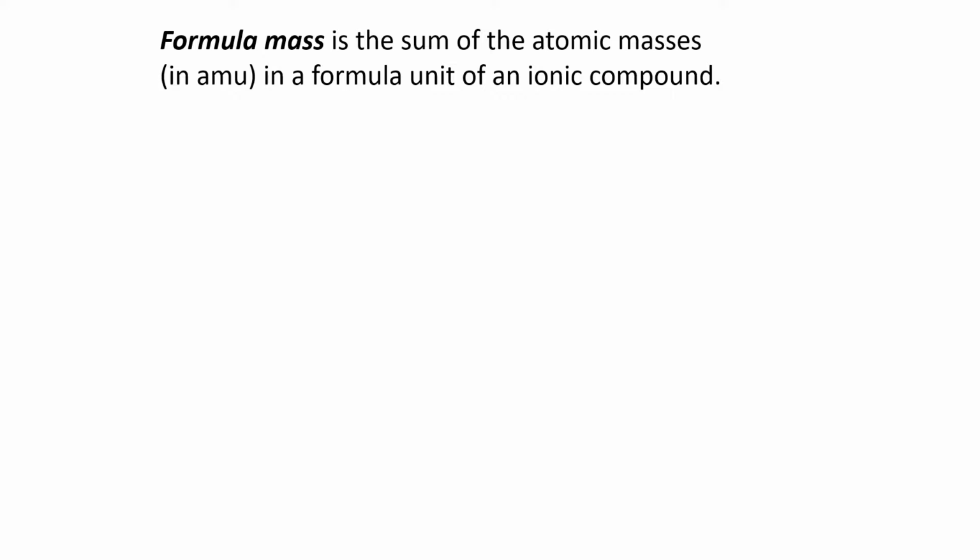Now, remember when we discussed ionic compounds and covalent compounds, we said for ionic compounds, the formula is called a formula unit. For molecular compounds, the formula is called a molecular formula. So formula mass is the representation of the atomic masses in AMU in a formula unit of an ionic compound. It is calculated the same way molar mass is calculated, except it's for the formula unit, and we call it formula mass.